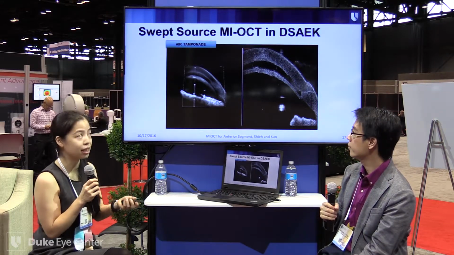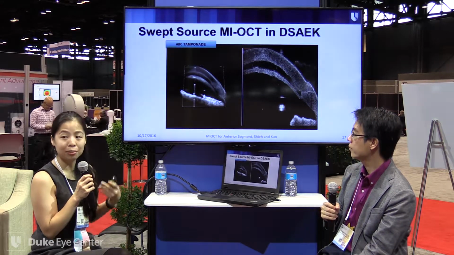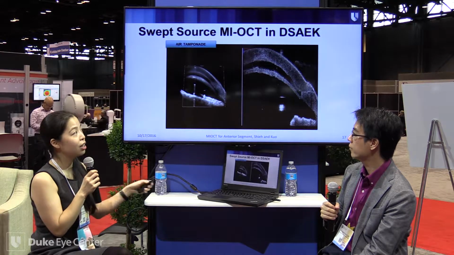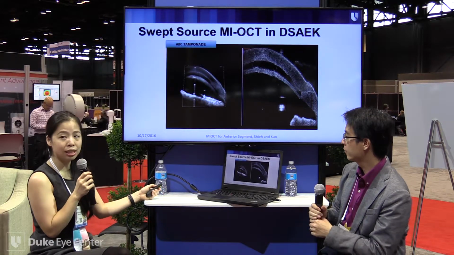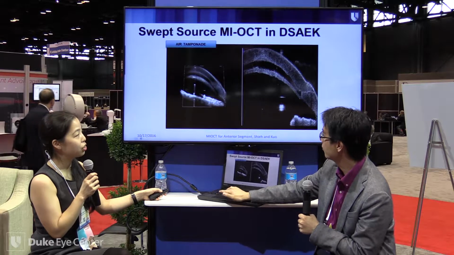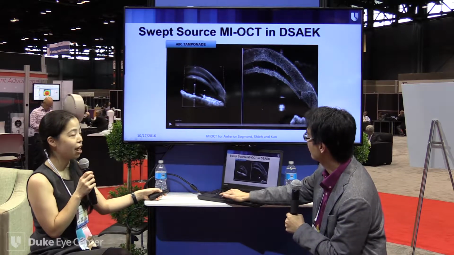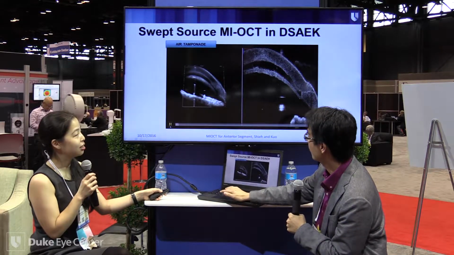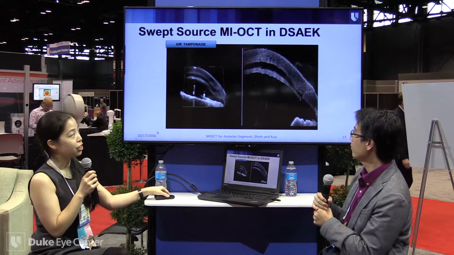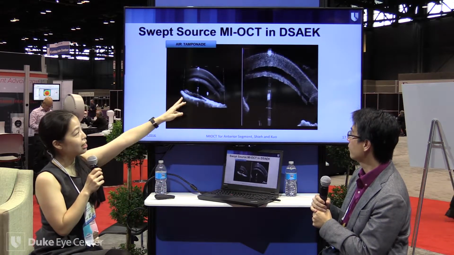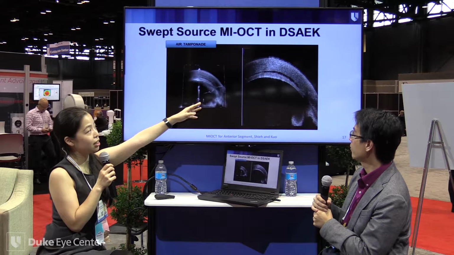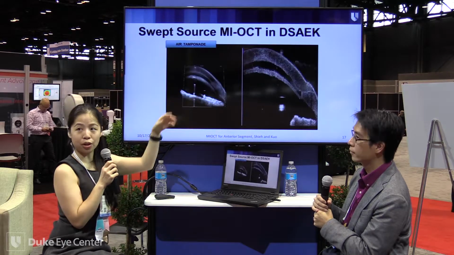And DSAEK, which is a different type of treatment for disease where the endothelium is diseased, but the front of the cornea is healthy, we actually want to replace that diseased inner layer of the cornea. And so what OCT can permit is also tracking the performance of the graft inside the anterior chamber. Here, as air is injected, we can see that the graft comes closer to the host cornea.